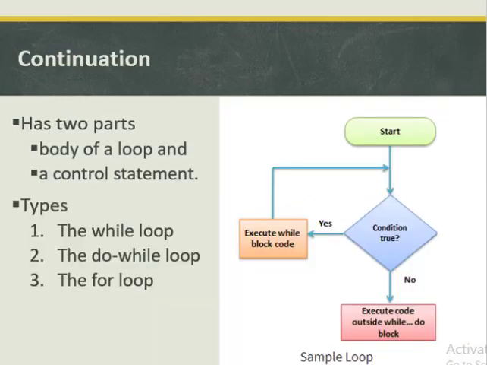A loop normally has two parts. One is what we refer to as the body, and the body in this case is the code that is being executed. It equally has what we refer to as a control statement. The control statement is what normally has the condition. Let's look at an example.